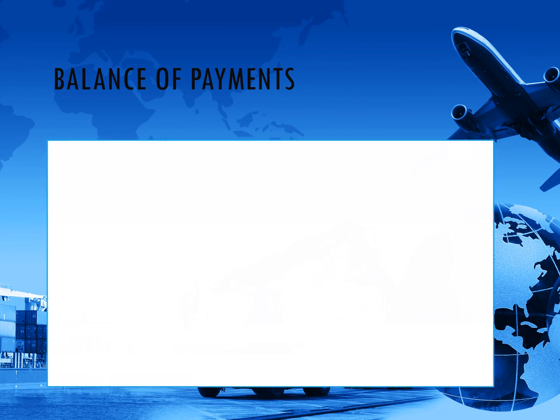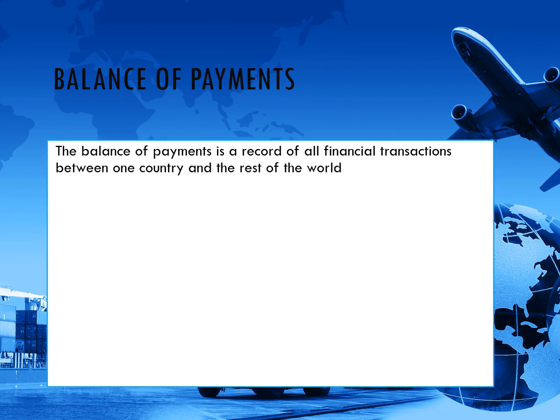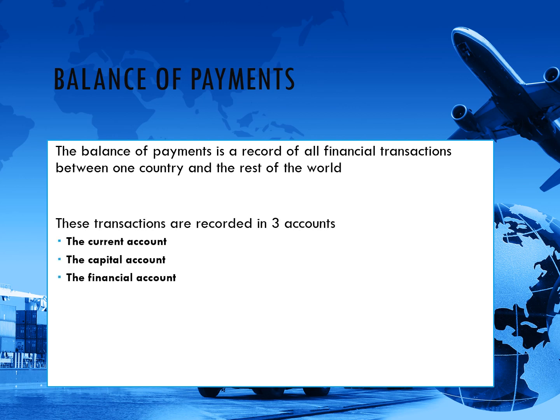So the balance of payments is a record of the financial transactions between one country and the rest of the world. And as I said before, it's summarized into three main accounts. We group all the transactions that take place into three accounts: the current account, the capital account, and the financial account. In theory, when you add the balances of these three accounts together, it should come to zero, and hence the balance of payments.